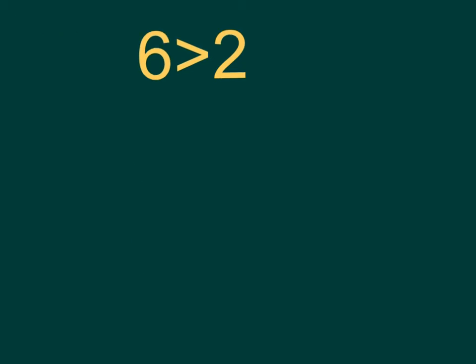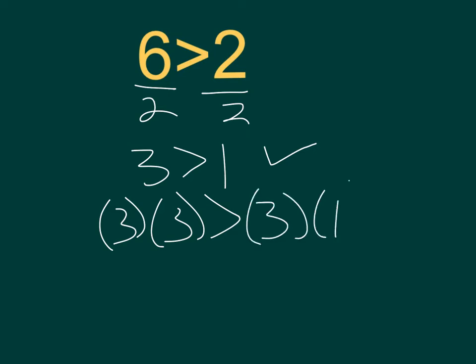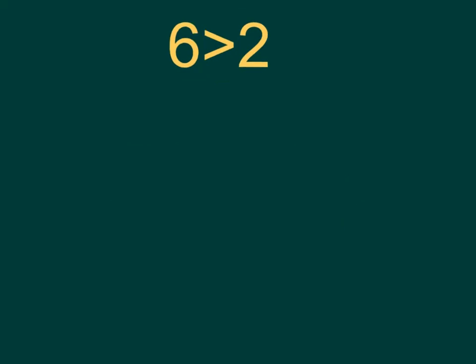Now, if we take a look at dividing by a positive value on both sides of the inequality, when we're done, we get a true statement. If I were to multiply the same value to both sides of the inequality, the result will still give me a true statement.